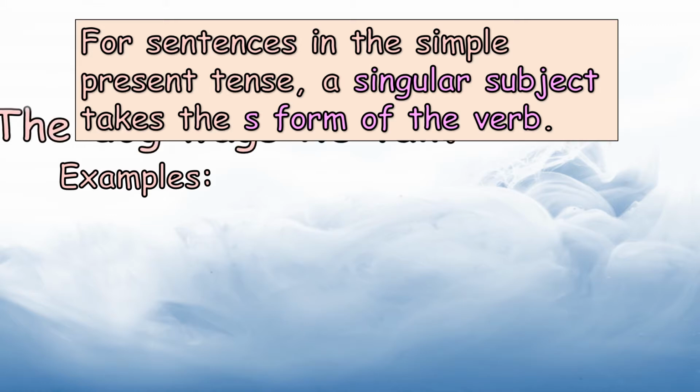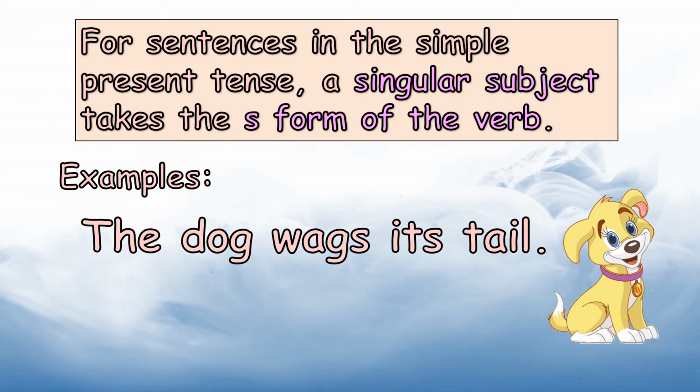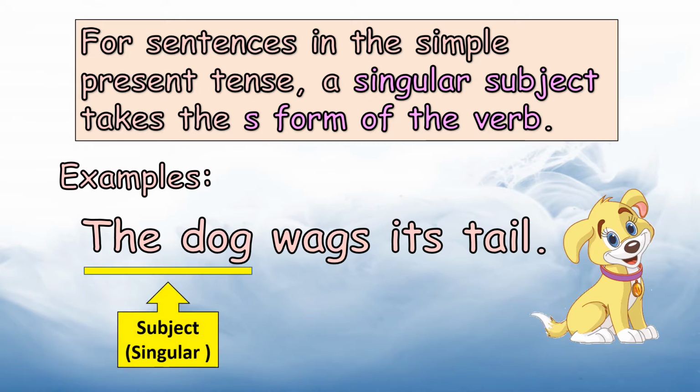Examples: the dog wags its tail. What is the subject in the sentence? Yes, the dog. Dog is the subject in the sentence, which is singular. And what is the verb?